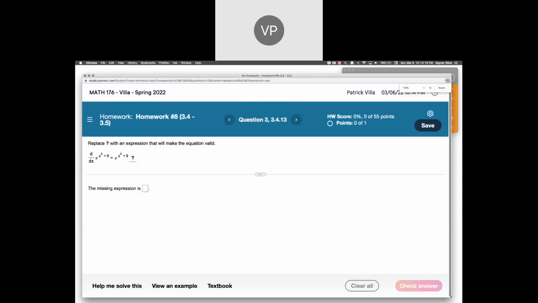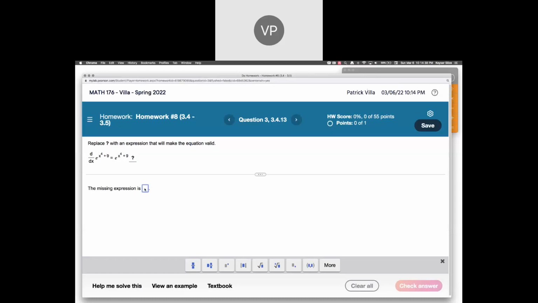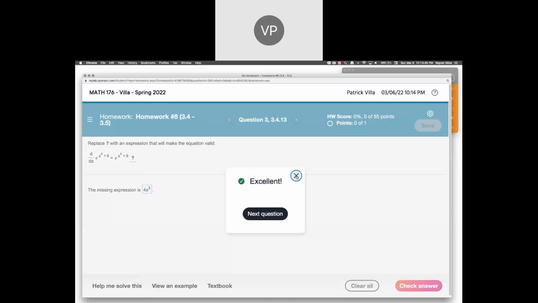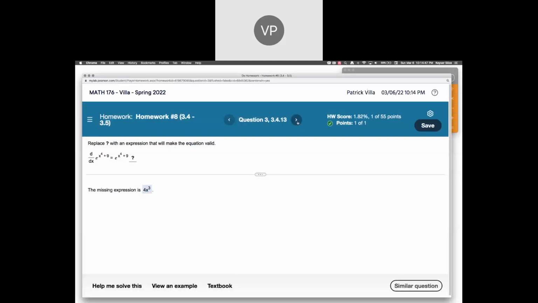Okay, replace the question mark with an expression that will make this valid. So remember the rule. We take the derivative of e to this complicated power. Well, e to anything is the same thing, but the rule is we have to multiply by the derivative of the inside, so the power. The derivative of x fourth plus 9 is going to be 4x to the third. And that's the extra piece. That's the chain rule right there that I was talking about.